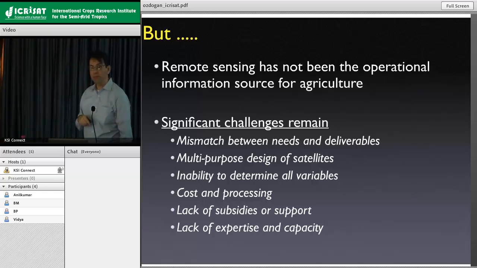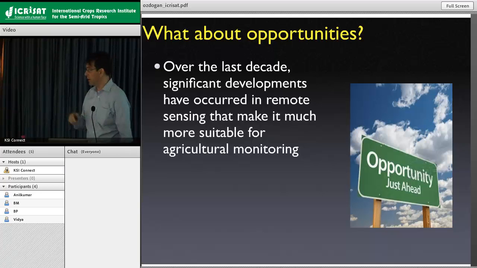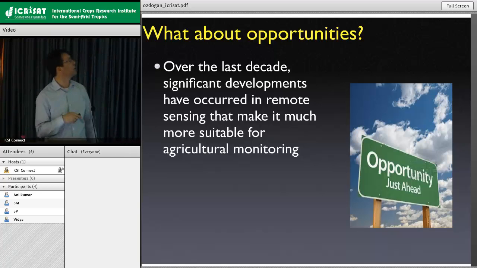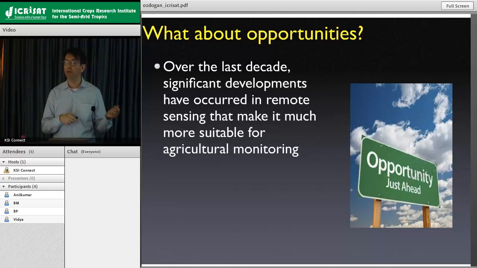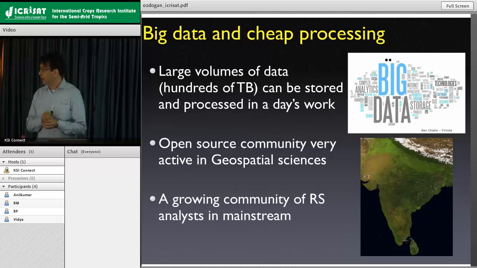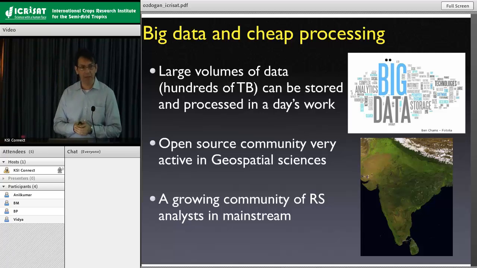But maybe those challenges can give us some opportunity. Over the last decade, there have been significant developments in the remote sensing arena, mostly in the hardware and the software end, but also in the cloud computing end. So I think one of the nice developments is this big data. Sorry, I said it. I don't like saying big data, but here it is. So there's a lot of big data applications in remote sensing.